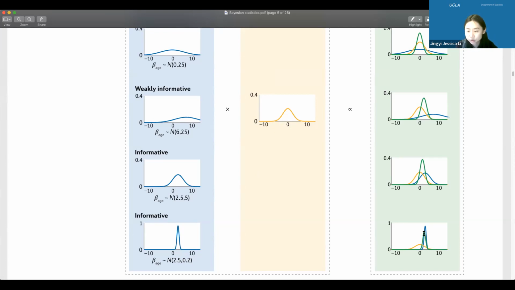And you can see that as a result, the posterior is also very concentrated and the mean is slightly below 2.5, but it's actually away from the center 0, which is in my likelihood. So in other words, the likelihood tells me my beta age is most likely to be 0. But with this prior, which tells me it should be close to 2.5, together, the posterior tells me the beta age value is likely close to 2.5, but slightly below it. So it's a combination of the results.